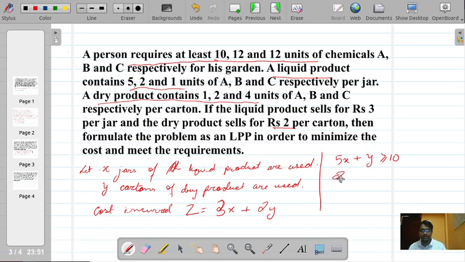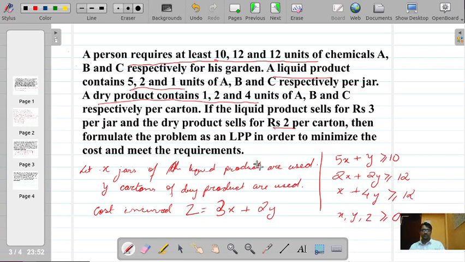For chemical B, it is 2x plus, for the dry product it is 2, so 2x plus 2y, greater than or equal to 12. No need to cancel out, keep it as it is. Even if you simplify, it's not a problem because it means the same thing. For chemical C, it will be x plus 4y, greater than or equal to 12. And the other restrictions are x, y, z greater than or equal to 0.